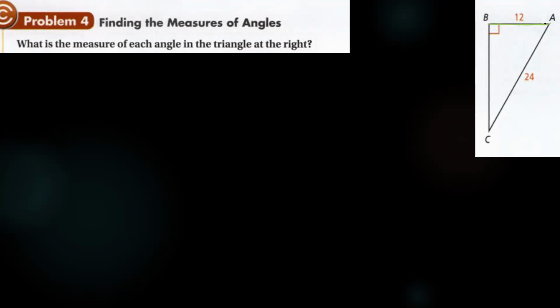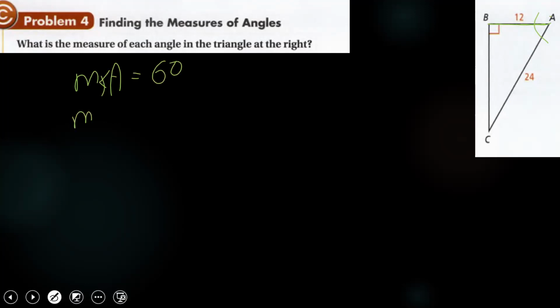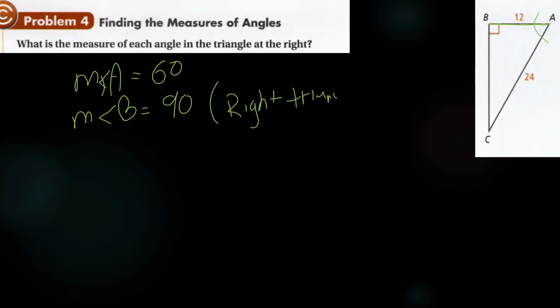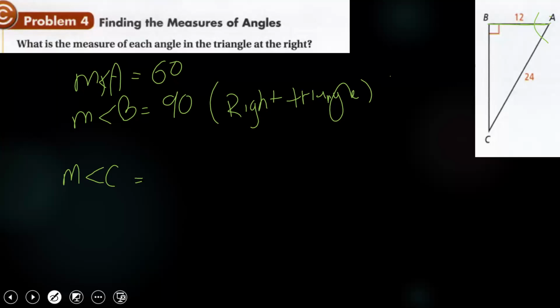Now after that, we found that the measure of angle A is 60. The measure of angle B is 90 because I am in the right triangle. Now, they told me here what is the measure of each angle. So I found A. I found B. I need to find C now. How can I find the measure of angle C? Who can tell me?